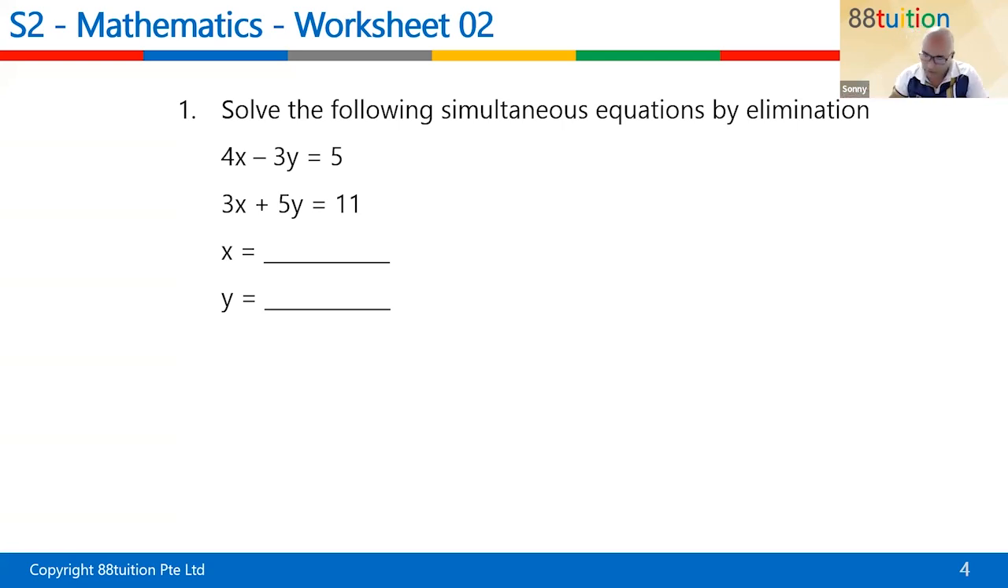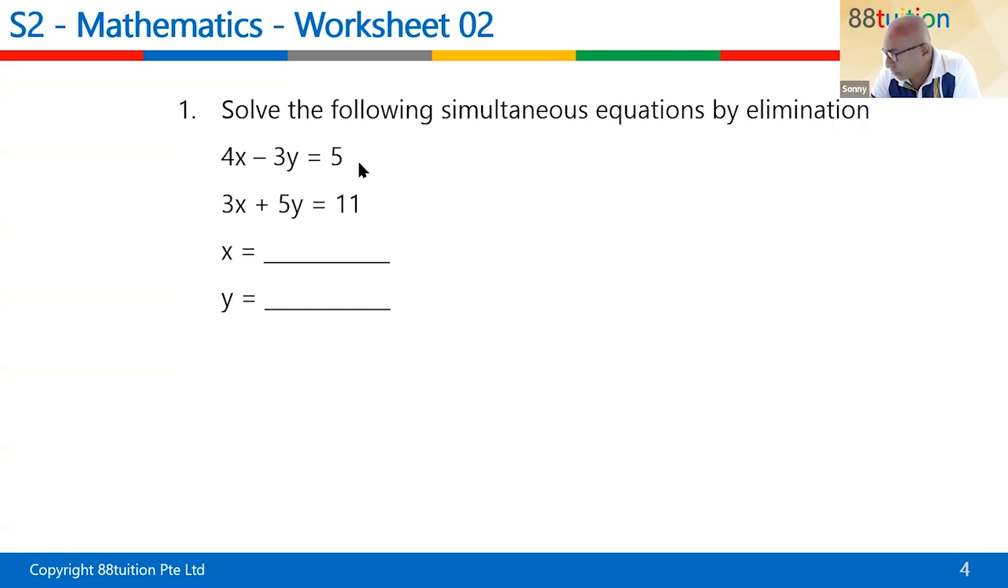Okay, I'll do the first one for you. We're going to use elimination method. Okay, what can we do? This is what I'm going to do. I'm going to eliminate x. So all the terms with x will be eliminated. So what can we do? We have 4x minus 3y equals 5. We have 3x plus 5y equals 11.